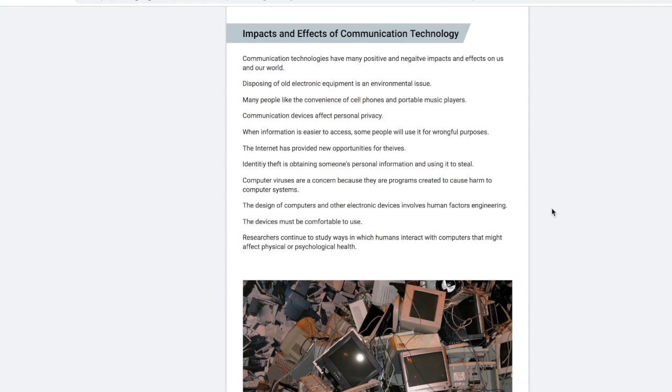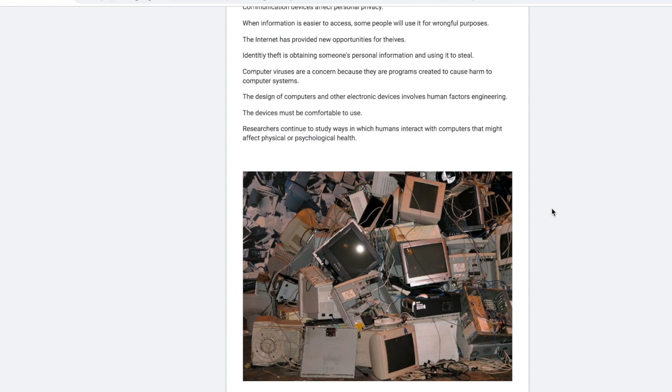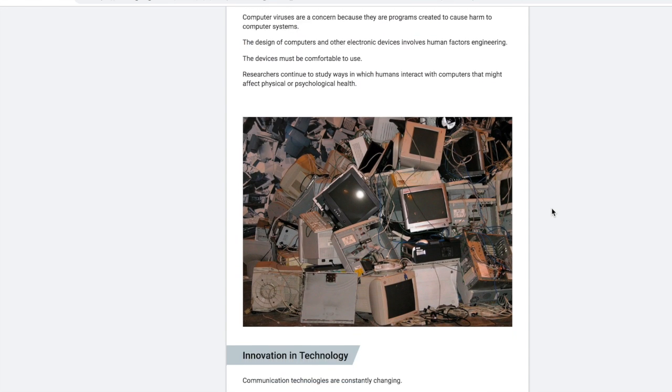The design of computers and other electronic devices involves human factors engineering. The device must be comfortable to use. Researchers continue to study ways in which humans interact with computers that might affect physical or psychological health.